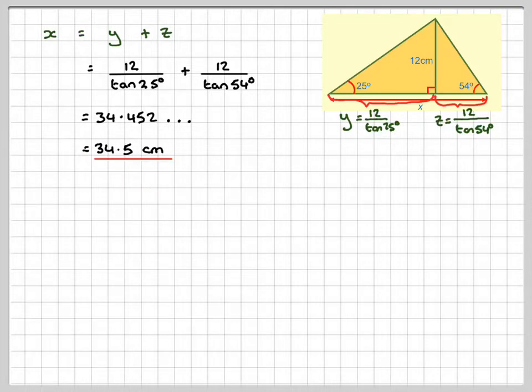So this has been a video to show you how to find a length by splitting a normal triangle up into two right-angled triangles. I hope you've understood.